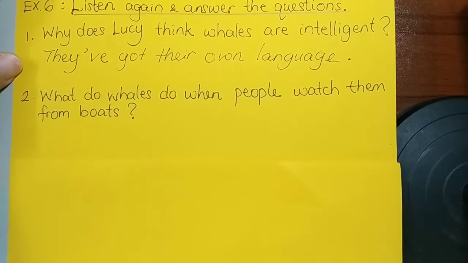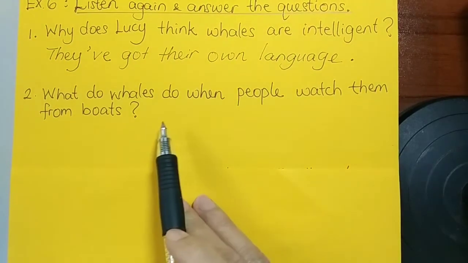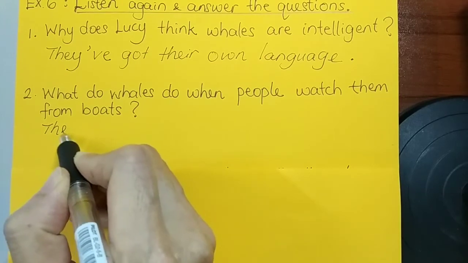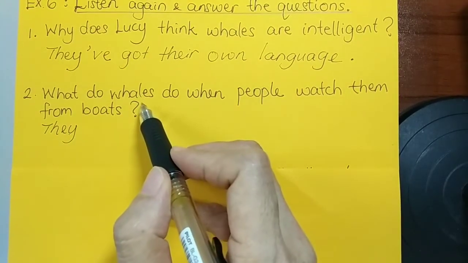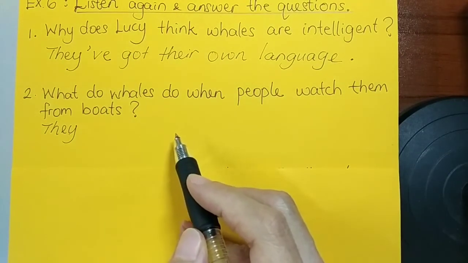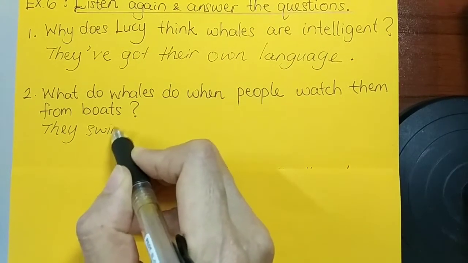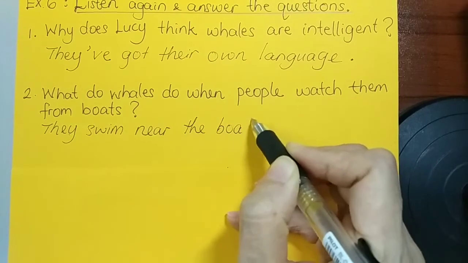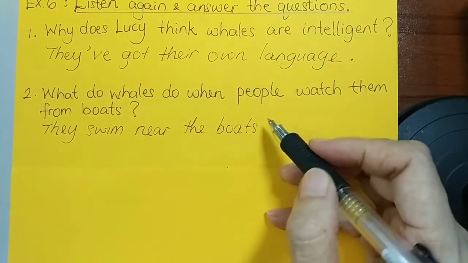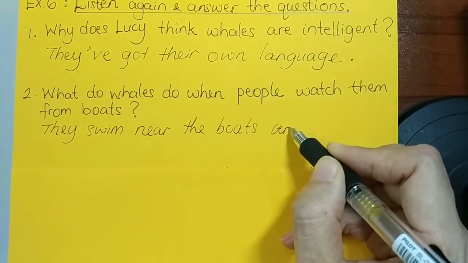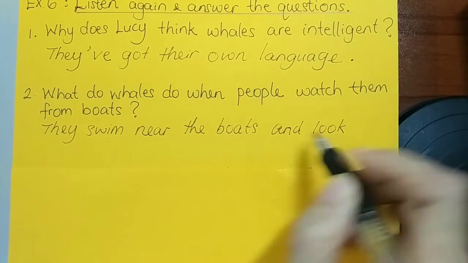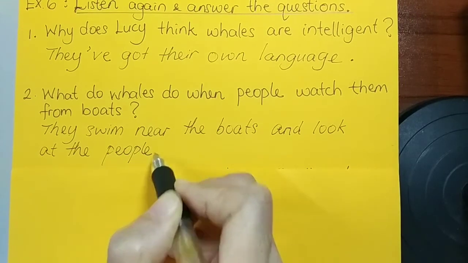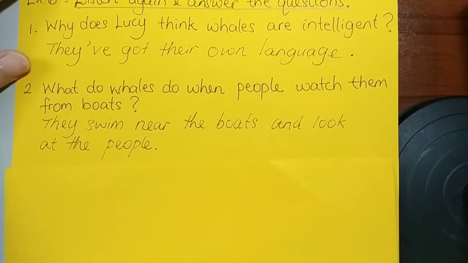Exercise 6, question 2. What do whales do when people watch them from boats? So we answer, they refers to the whales. So all these we answer in present tense. They swim near the boats. You see, they are very friendly, and so they swim near the boats and look at the people. Alright, let's go to the next question.